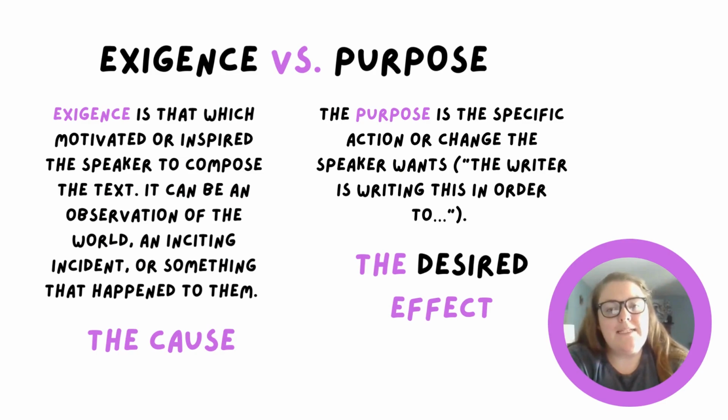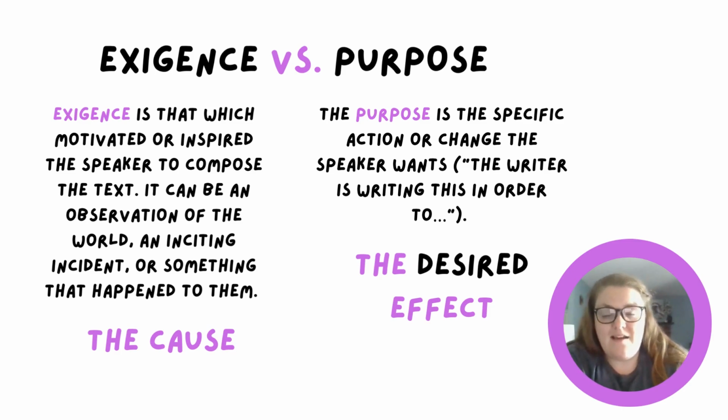Now let's go a little bit deeper with some of the components of the rhetorical situation, starting with exigence and purpose. These are 2 that I've found students confuse and switch around often. So here's how I like to think about them. Exigence is the cause which inspires the speaker's desired effect. Exigence is the cause. Purpose is the effect that the writer wants to see.